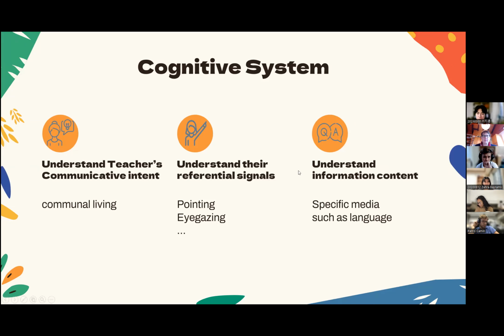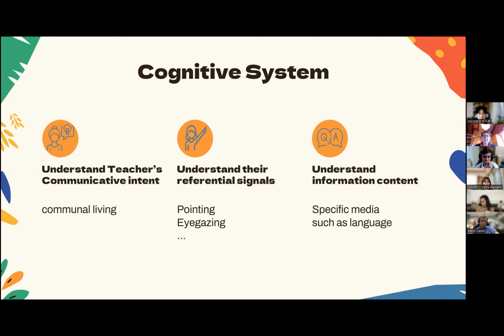So to teach or talk to each other, they need a cognitive system. The cognitive system requires at least three aspects. The first: the learner must understand the teacher's cognitive intent. So the learner tries to learn what it means.